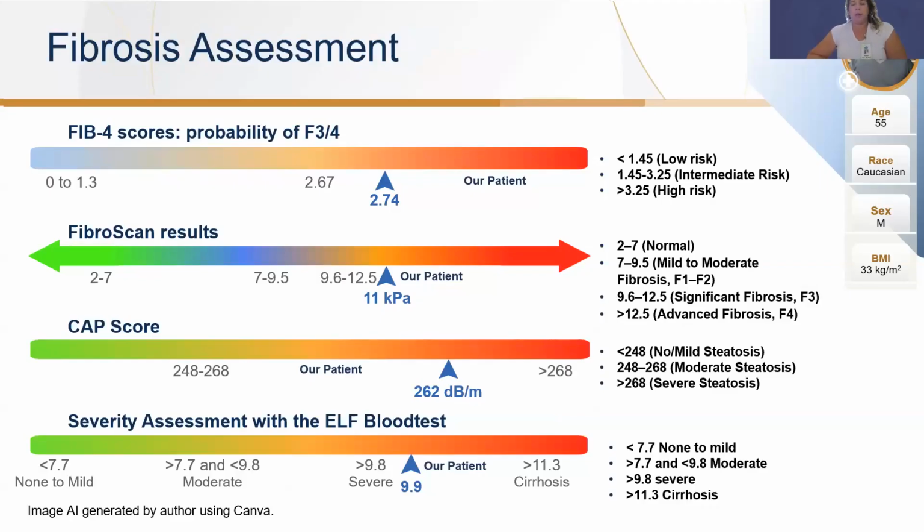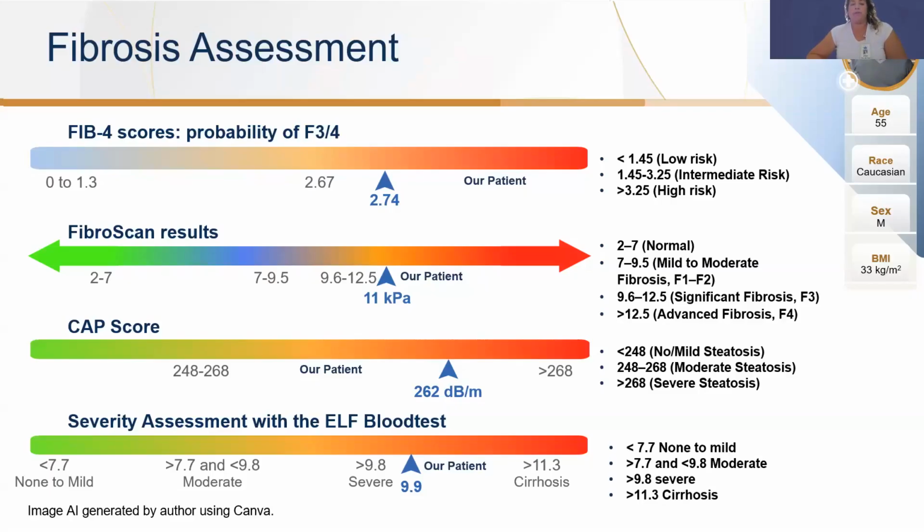So in this patient, my standard for all my patients with non-invasive testing is a FIB-4 score as well as a FibroScan. So his FIB-4 score is out of our normal window. It's 2.74. His FibroScan says that he has a kPa of 11, and his CAP score is 262. His ELF blood test, which is a blood test that we use sometimes as a secondary non-invasive test, is also 9.9. And anything close to 10, we start to assume that the patient may have more severe advanced liver disease.